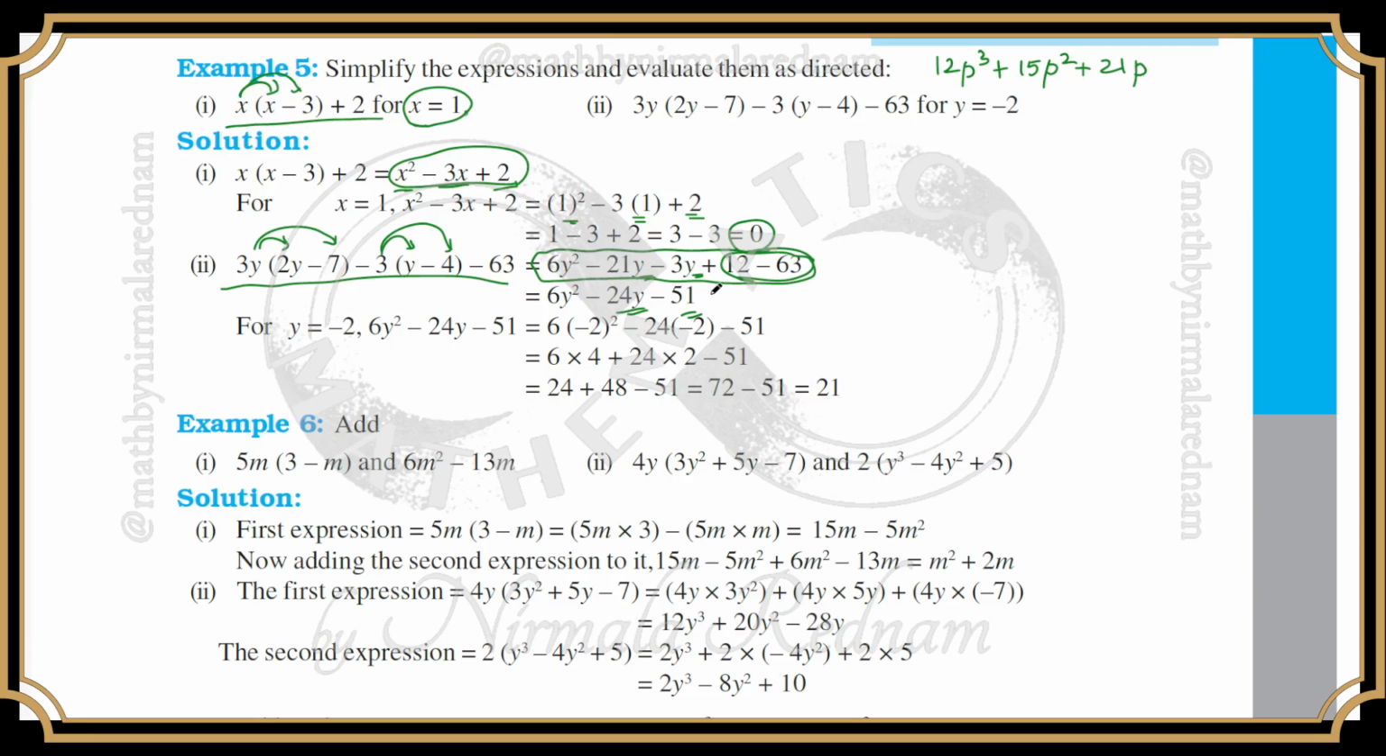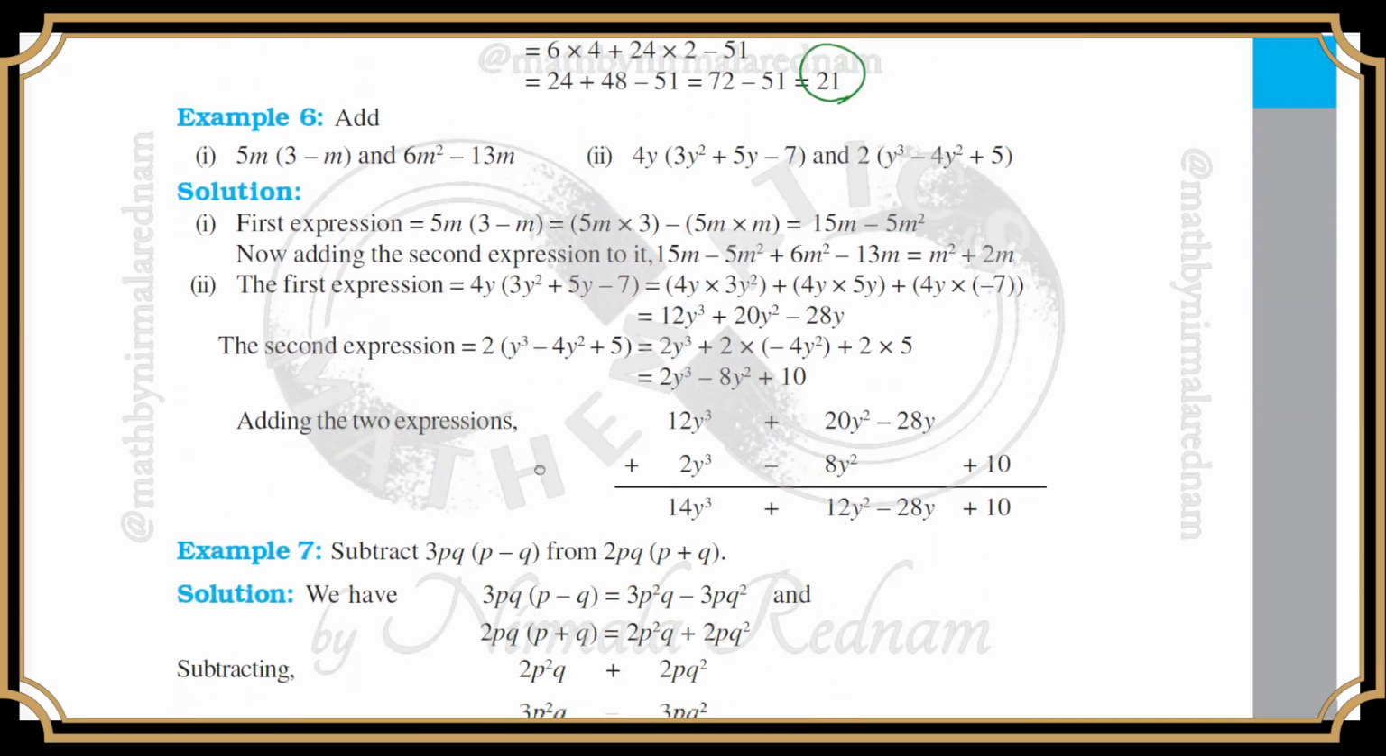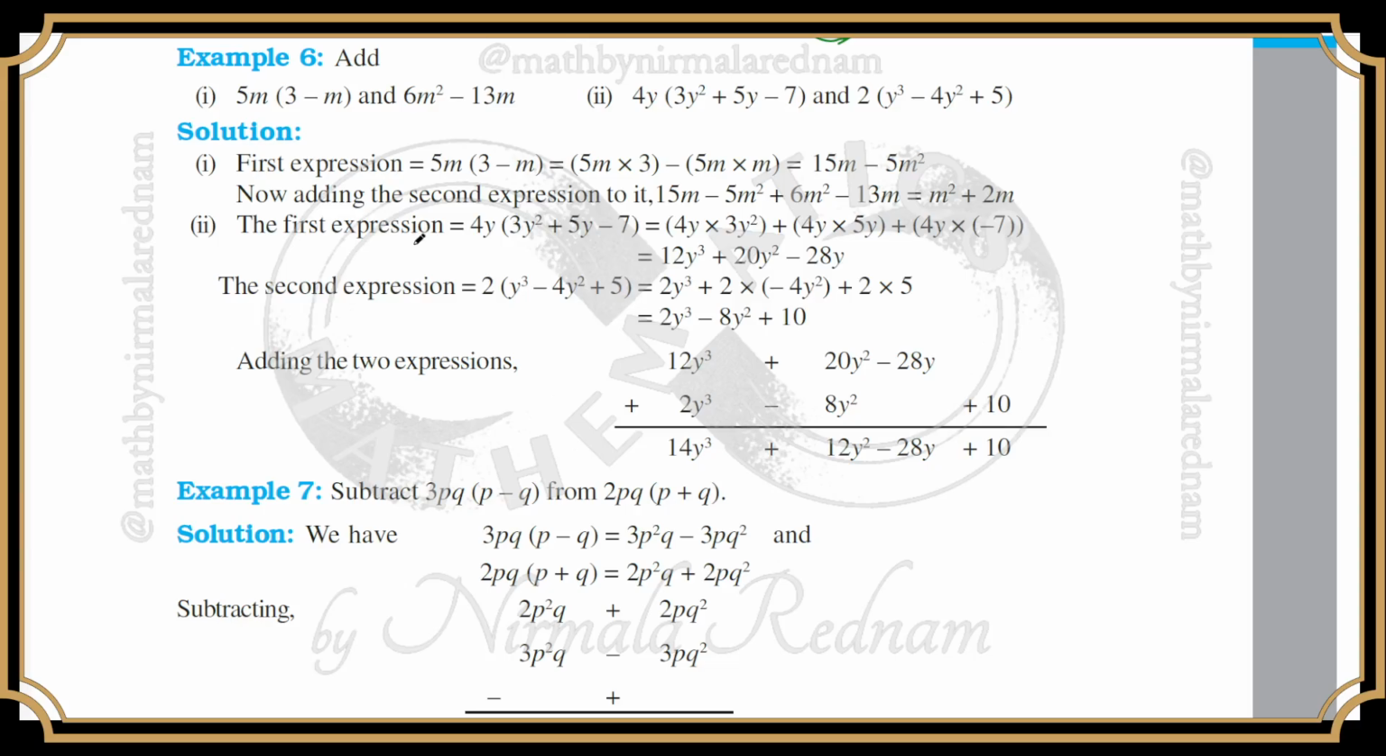So after writing this final polynomial, what we are going to do is put y equal to minus 2. Wherever I have y, I am going to put minus 2 and simplify. I'll get the value of the polynomial or the algebraic expression at y equal to minus 2. So that is how you are going to substitute a given value in the variable, right?